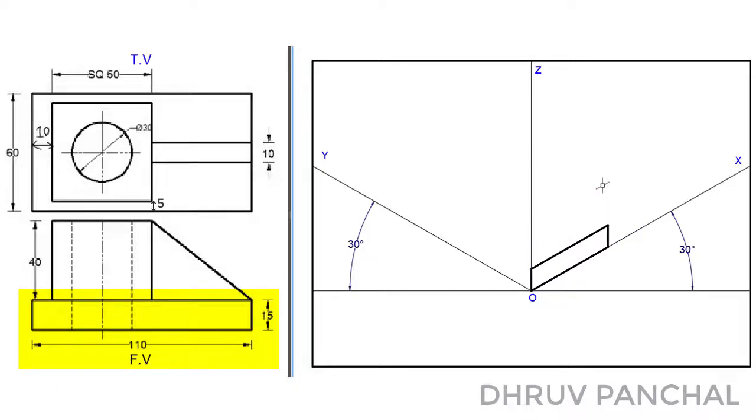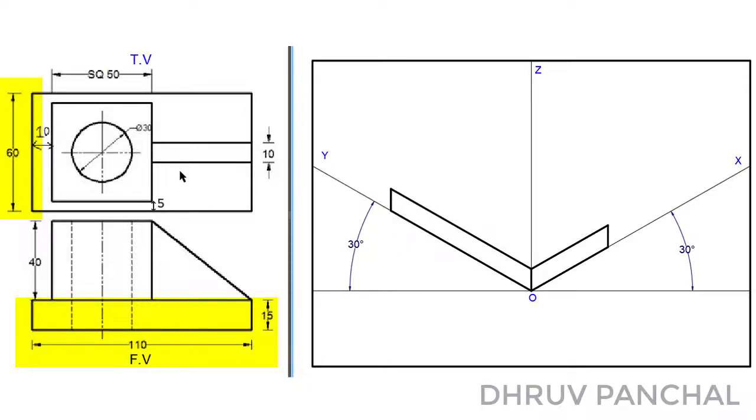Now, let us observe the length of the rectangular base, which is 110 mm, and the height is 15 mm. So with the help of a roller scale, from point O, draw a line of 110 mm. Draw a line parallel to line OZ of 15 mm. Draw a line parallel to line OY of 110 mm as shown. Let me show you the dimensions for your reference.